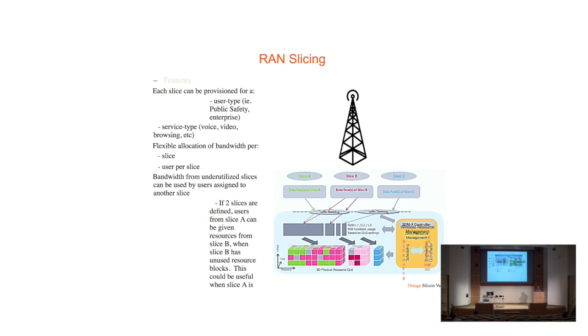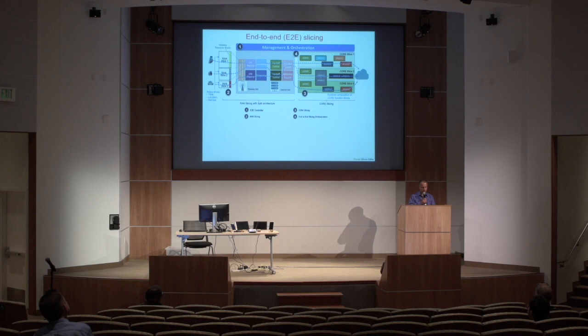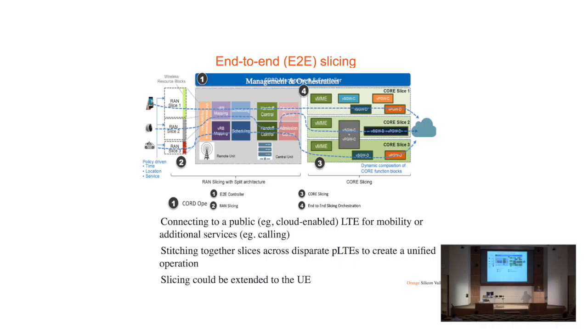What's really interesting and what's really desirable is the end-to-end slicing. So you have, as I mentioned, the RAN slicing and you have the core slicing. So the thing is how you can stitch together those two types of slicing to create an end-to-end slice that can run all the way back to your core.